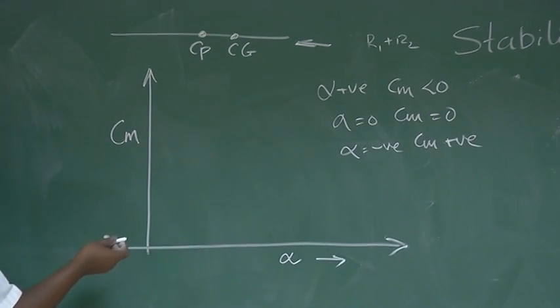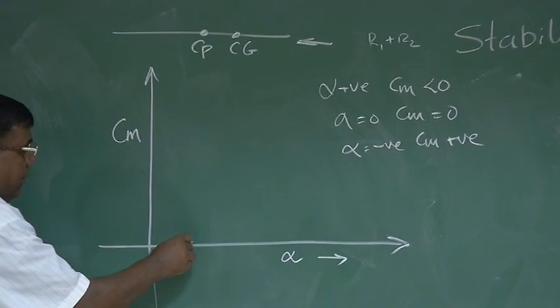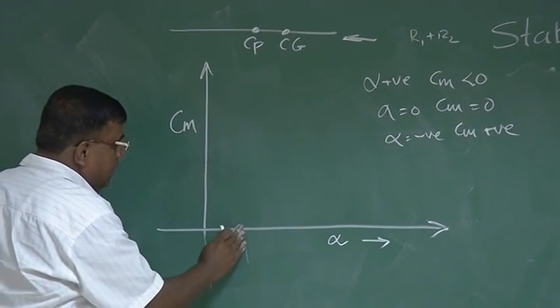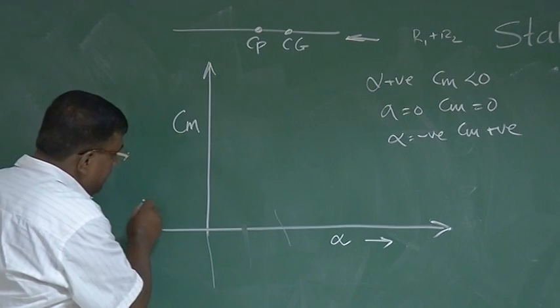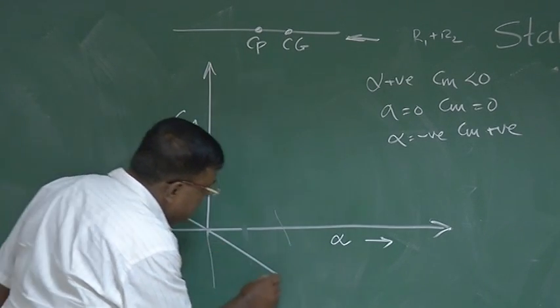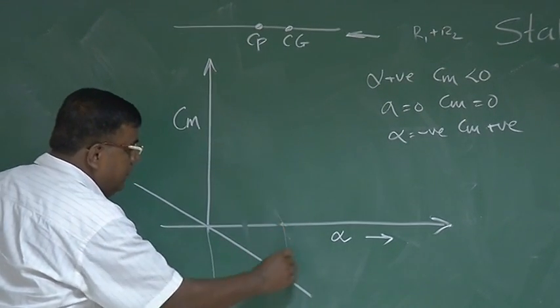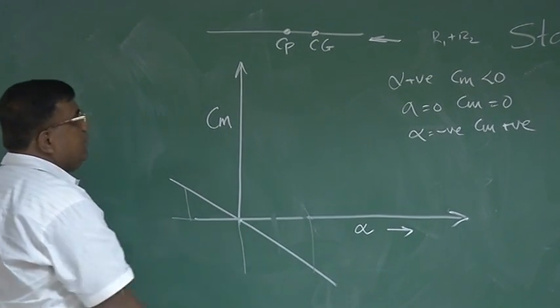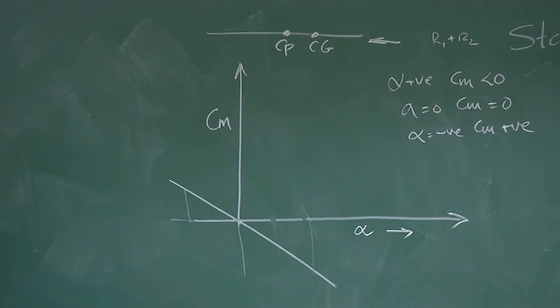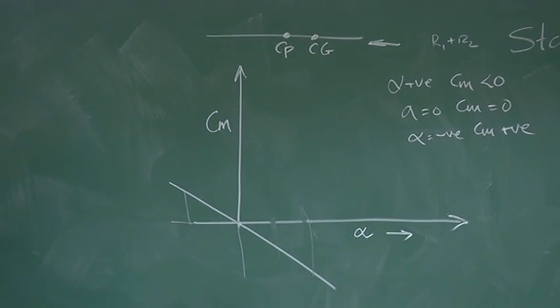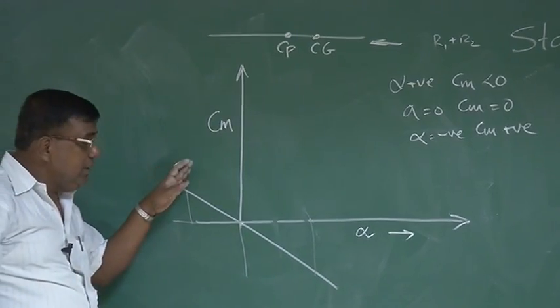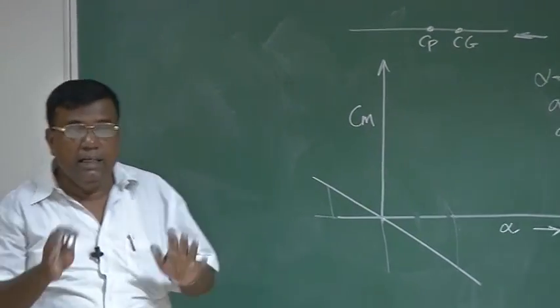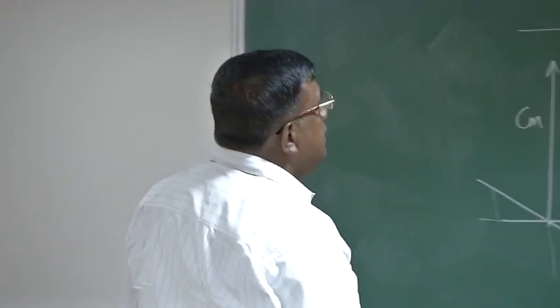So if I try to plot this, then alpha positive, Cm negative. Let me take somewhere here. So I will get a graph something like this. Alpha positive, Cm negative, alpha negative, Cm positive, alpha equal to 0, Cm is 0. Satisfying these three conditions. Very simple. Now I will try to see whether this representation indeed tells me that the aircraft or this plate has static stability.